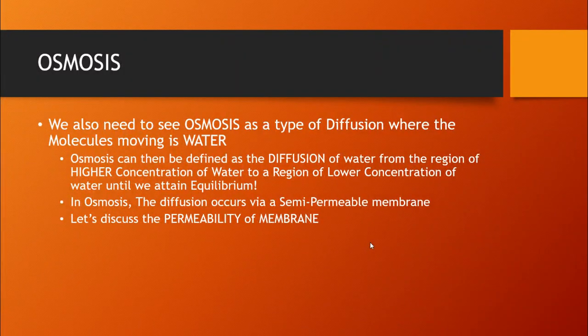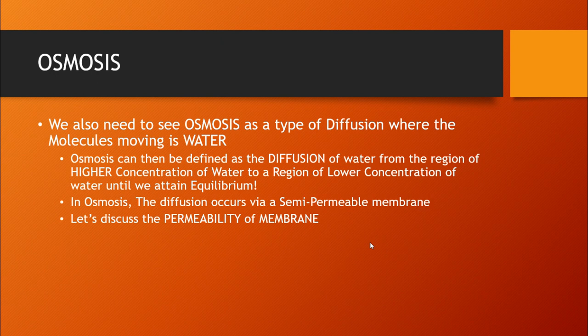We also need to see osmosis as a type of diffusion where the molecules moving is water. Don't forget, in diffusion, the molecules moving are the ions. Do you get my point? So osmosis can then be defined as diffusion of water from a region of higher concentration of water to a region of lower concentration of water until we attain what? Equilibrium.